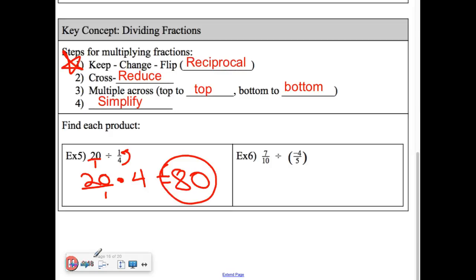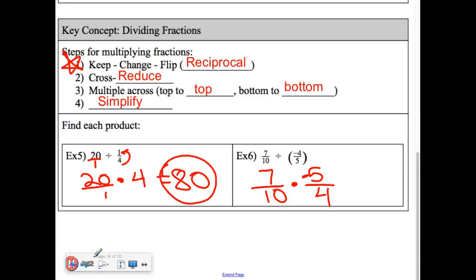All right, so again, we're going to keep, change, flip. I'm keeping this first fraction. I'm changing the sign, and I'm flipping this fraction. Now notice this fraction has a negative on it. That negative was with the 4, so we could absolutely keep that 4 on the bottom, but we usually see negatives up at the top, so I'm just going to float that back up to the top. Now that we've done that step, this problem's not as easy as that first one. So now I'm going to look, can I reduce something? I see that I have this 5 and the 10 that I can reduce.